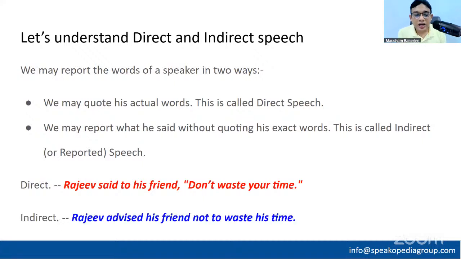Or indirect: Rajiv advised his friend not to waste his time. Now I'm speaking with another person and I reframe this sentence and I say like this, that Rajiv advised his friend not to waste his time. So I have reframed the sentence. This is indirect speech. When you quote another person word by word, that is direct speech. When you reframe the sentence and say it in your own way, that is indirect speech. This is the major difference between direct and indirect speech.